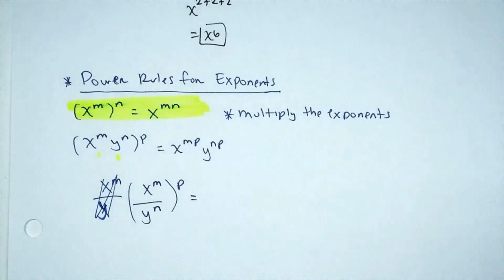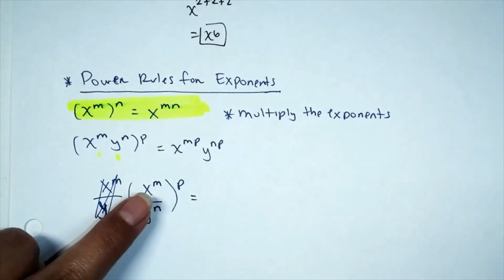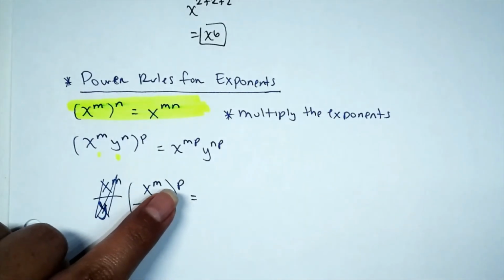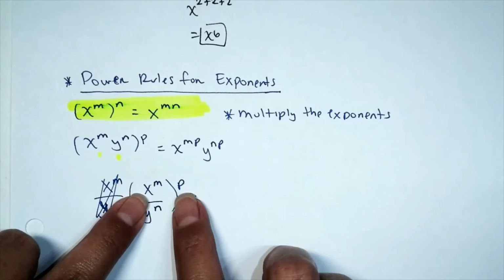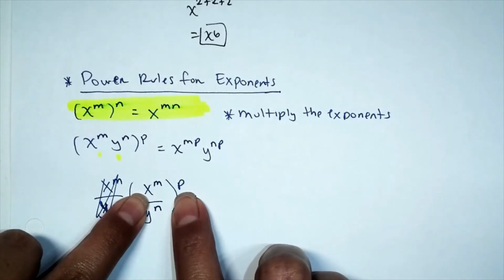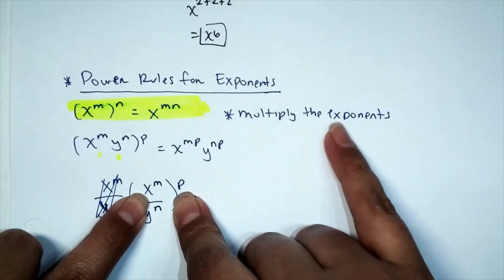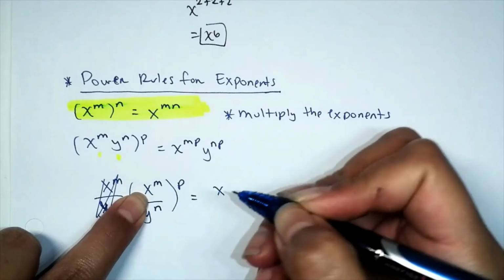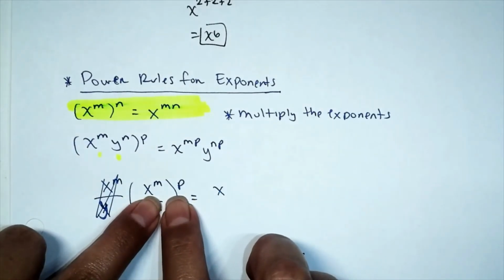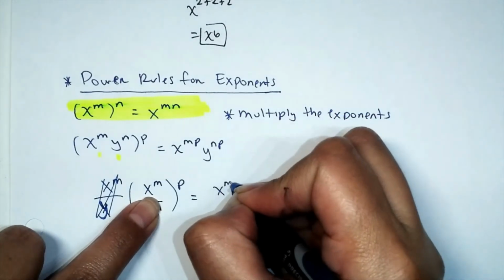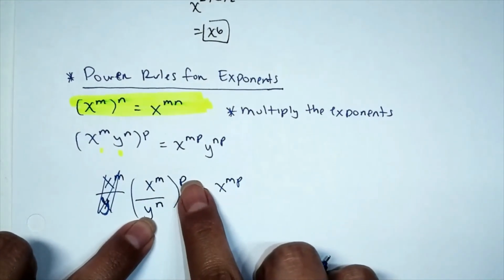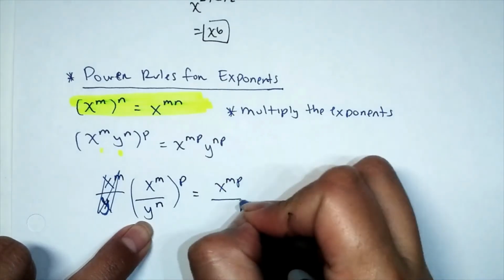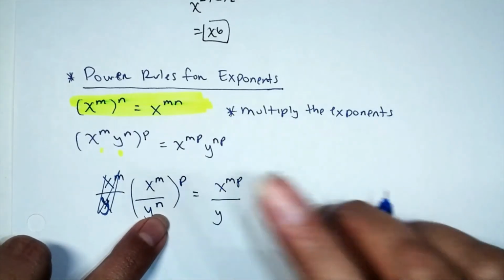What are we gonna do? We're gonna apply the power rule to the numerator, and then we'll apply the power rule to the denominator. So when we apply it to the numerator, this factor raised to the power rule, keep the base and multiply the exponents. Last time I checked, m times p is just m times p. Apply the power rule to the bottom. Okay, power rule, keep the base, multiply the exponents.